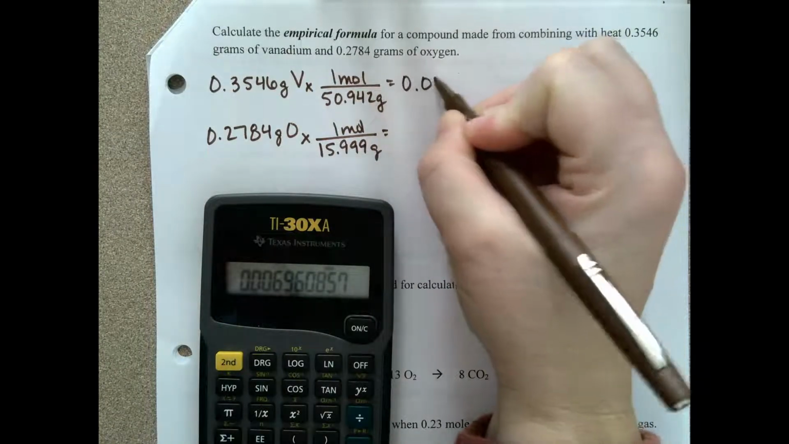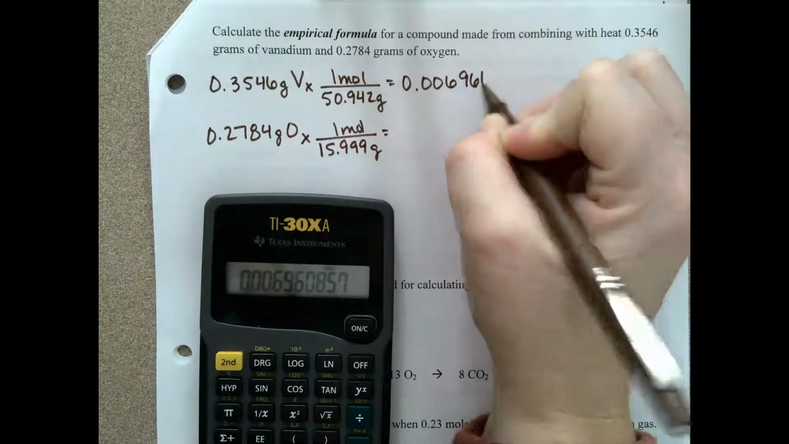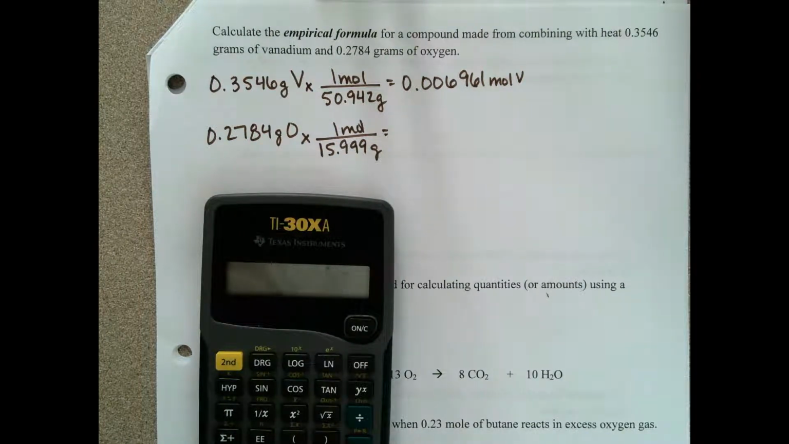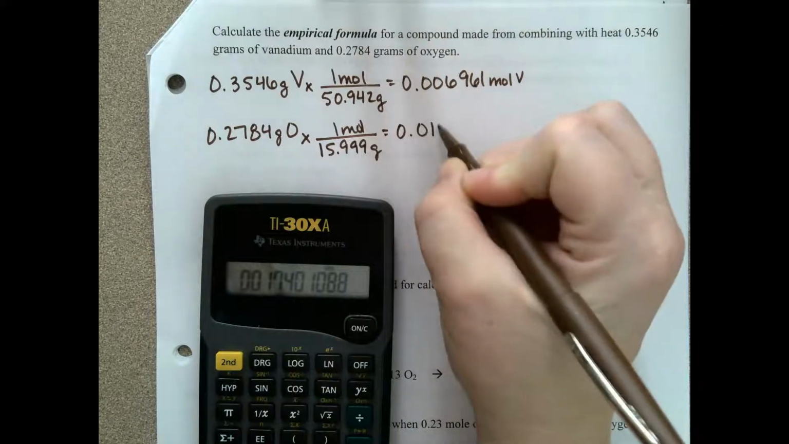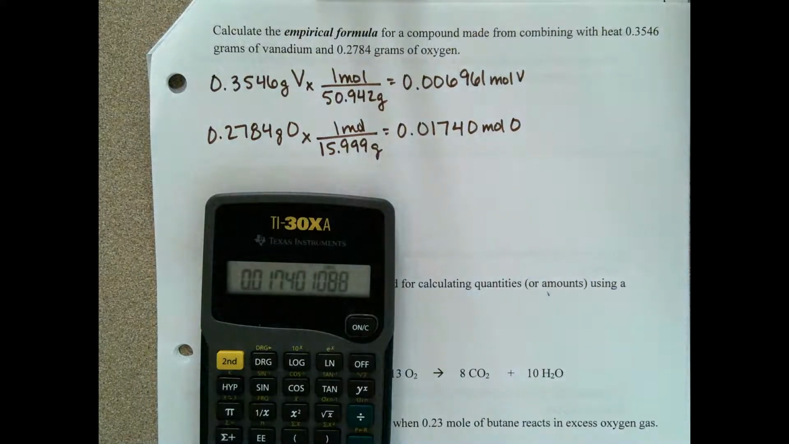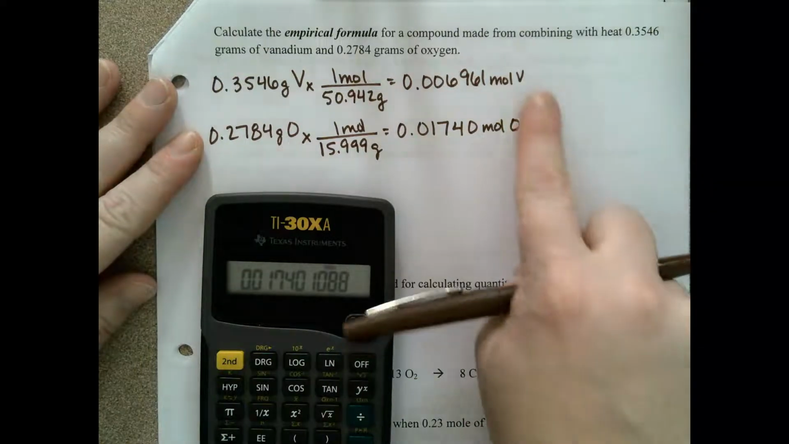Okay, so now that we have moles, the next step is to divide by the lowest number of moles, right? So that's going to be our vanadium.